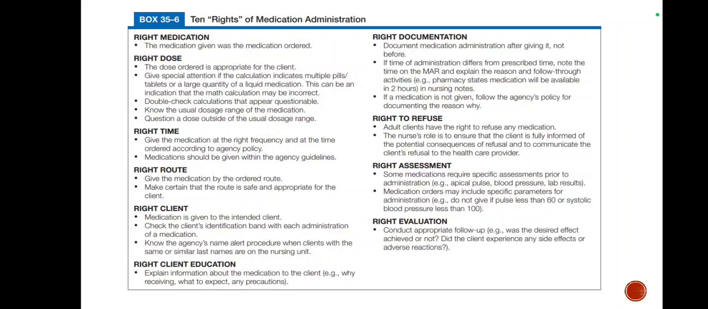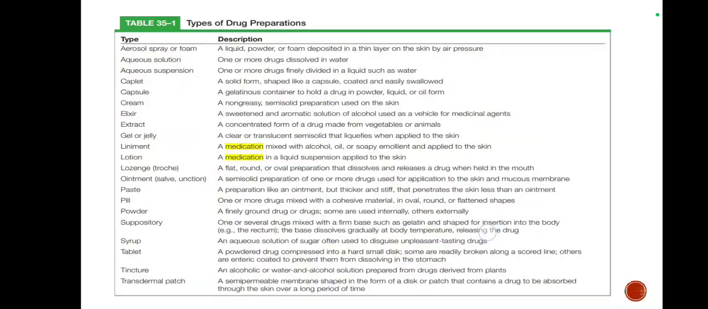And then we have also right evaluation. Conduct appropriate follow-up. Was the desired effect achieved or not? Or did the client experience any side effects or adverse reactions?